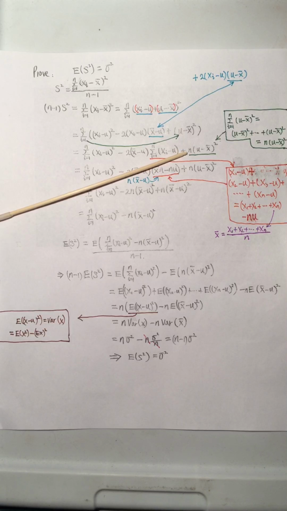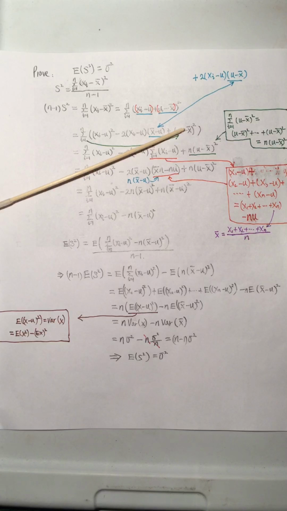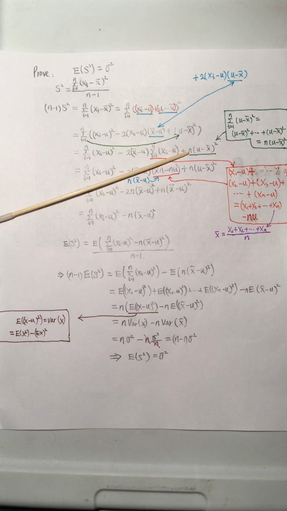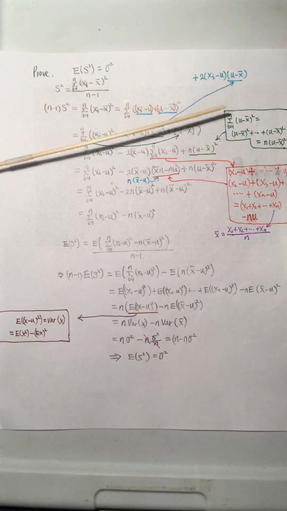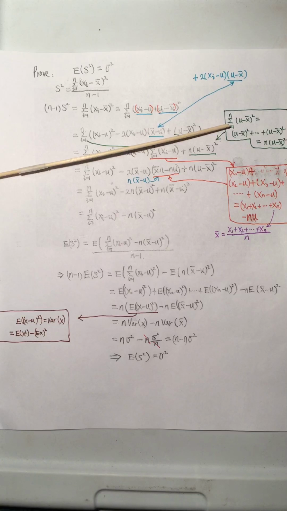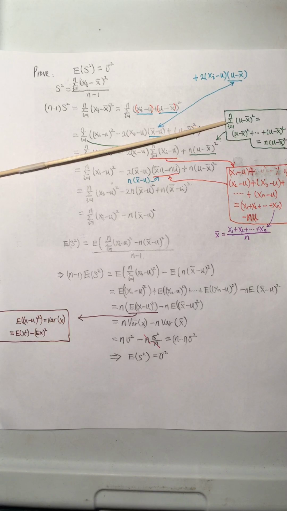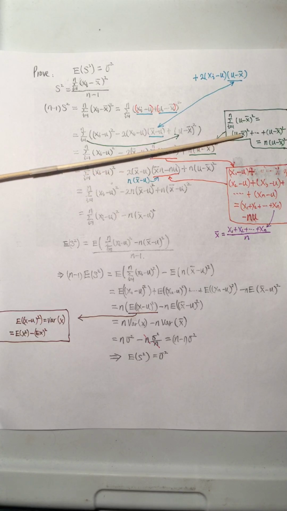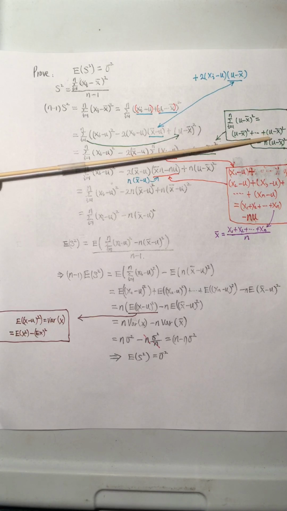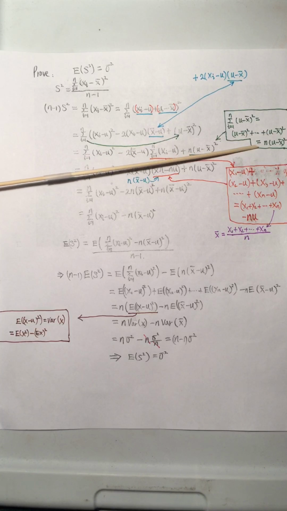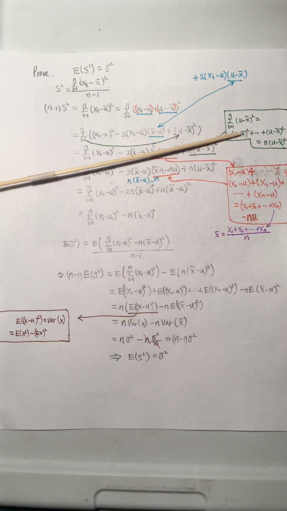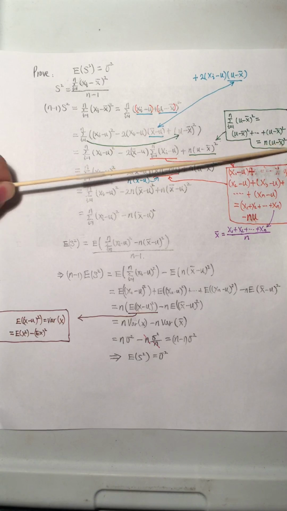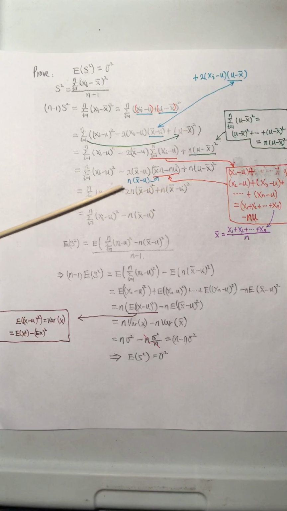And here the summation of this term is equal to n times (mu minus x bar) squared, because if we expand, this is going to be (mu minus x bar) squared plus (mu minus x bar) squared, and there are n terms here. So if we sum them up, it will be n times (mu minus x bar) squared.